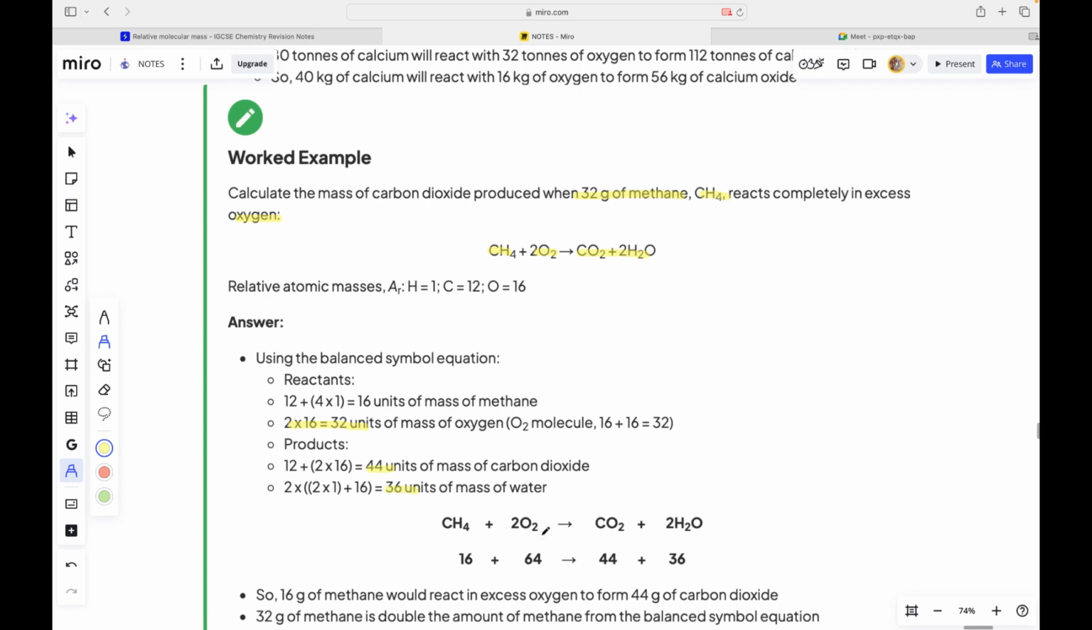So we write them out now. The mass of methane total is 16. The mass of oxygen here is 64. Why is it 64? 16 times 2, you get 32. 32 times 2, you get 64. Okay, carbon dioxide is 44. If you multiply 16 times 2, you get 32. 32 plus 12, you get 44. Water, because of these two molecules, water is 18 normally. Because of this, you multiply 18 by 2, you get 36.